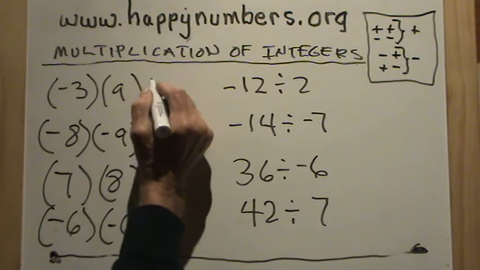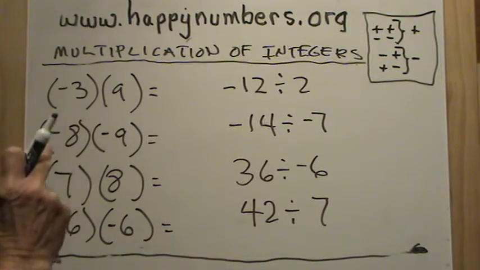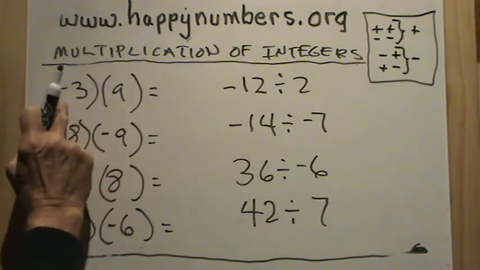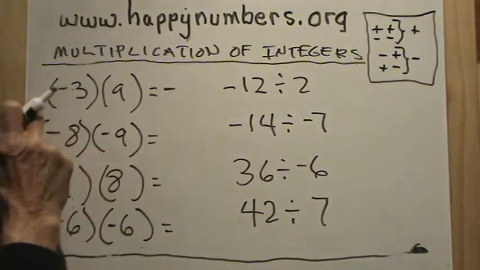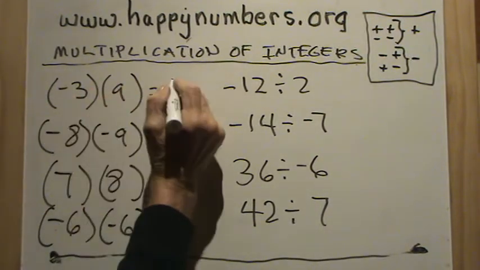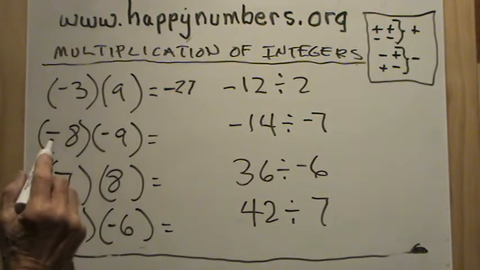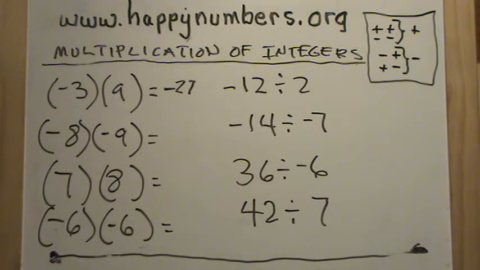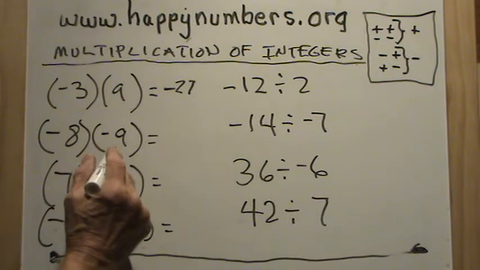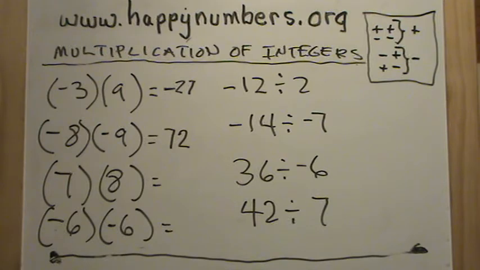All right, let's work through the answers. Here I have a negative and a positive, so I know automatically my answer is going to be negative because the signs are different. And I know that 3 times 9 is 27, so that's negative 27. Here I have a negative and a negative, so I know my answer is going to be positive because the signs are the same. I know that 8 times 9 is 72, so I'm going to have a positive 72.